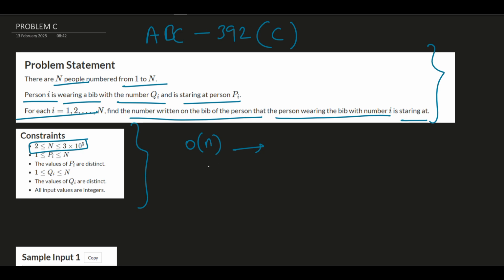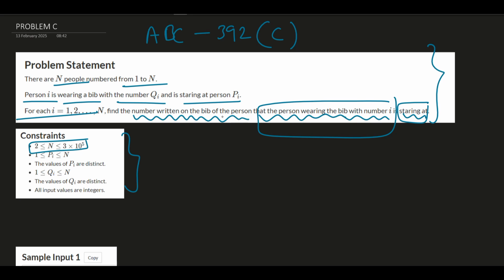Now, how do we achieve O of N? This can be achieved using the concept of hash maps. This is a standard hash map question. So how do I implement hash maps? What I want you to do is read this line very carefully: the number written on the bib of the person that the person wearing the bib with number i is staring at. So this is the first part, this is the second part, and this is the third part of the problem.